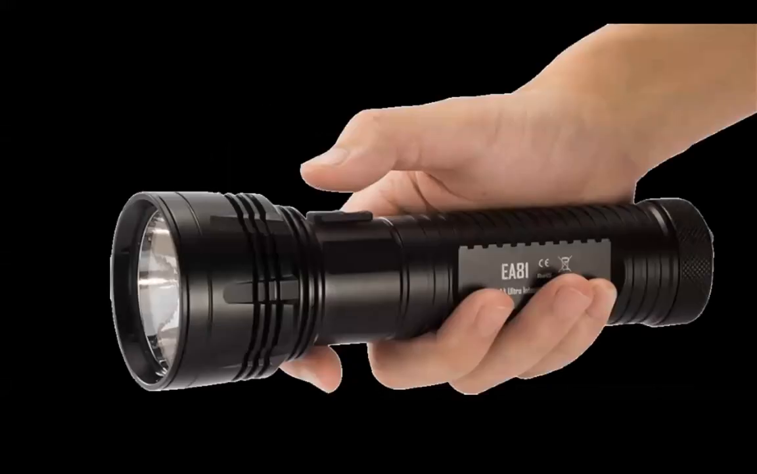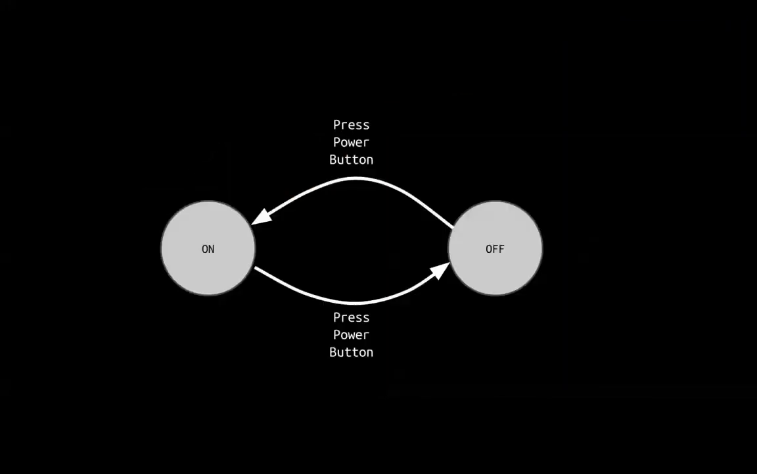So let's look at something more concrete. A flashlight. If you think of a flashlight, or the button in a flashlight, as a finite state machine, we could represent it this way, right? The flashlight has two states: either on or off.